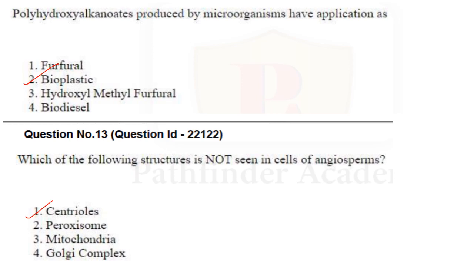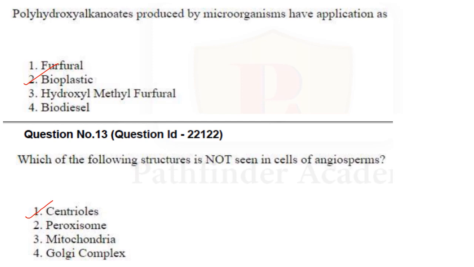Polyhydroxyalkanoates produced by microorganisms have application as bioplastic. Answer is option 2. Next one. Which of the following structures is not seen in cells of angiosperms? So angiosperms are plant cells. They have particularly asked angiosperm just to confuse you all, because the answer is centrioles. Okay, centrioles are not seen in the cells of angiosperm.